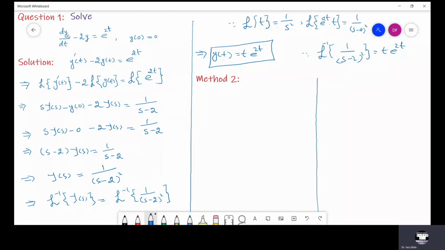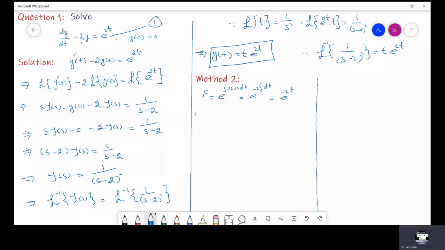Now let us solve question number 1 with another method. We can see that this is a linear equation, and here p of t is minus 2. So finding the integrating factor, we know that the integrating factor is e power integration of p of t dt, but p of t in this case is minus 2, so we can write that this is equal to e power minus 2t. Now let us multiply our equation number 1.